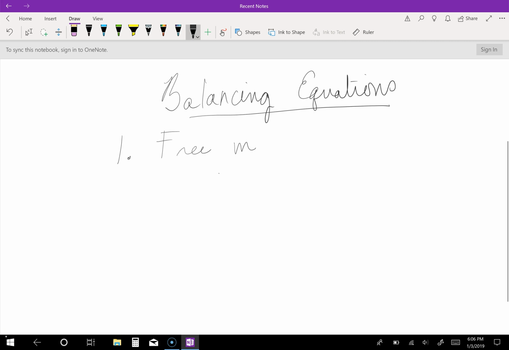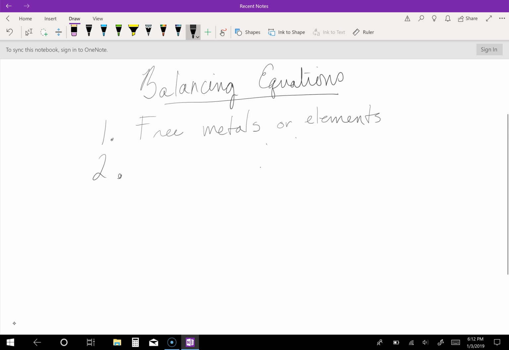Let's talk about some rules for balancing equations. Number 1, we're going to balance free metals or elements first. So any free metal or element that's appearing by itself at any point in the equation, we're going to look at first. Next, we're going to choose metals or other elements that may be a part of some kind of compound in the equation.